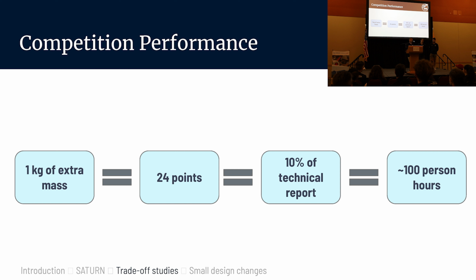Given that a technical report requires around 1,000 person hours, this 1 kilogram in extra mass is around 100 person hours worth of work. Therefore, we like to hold the team accountable to design decisions and make the team think about every kilo and every aerodynamic advantage that we can get, and to quote this 100 person hour as a metric to hold the team accountable.